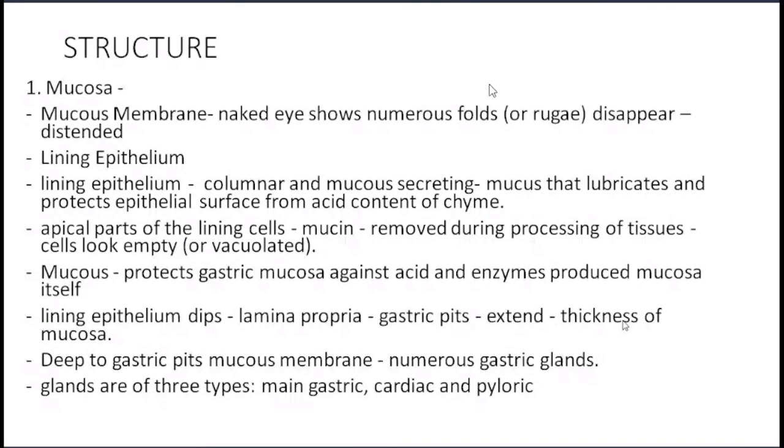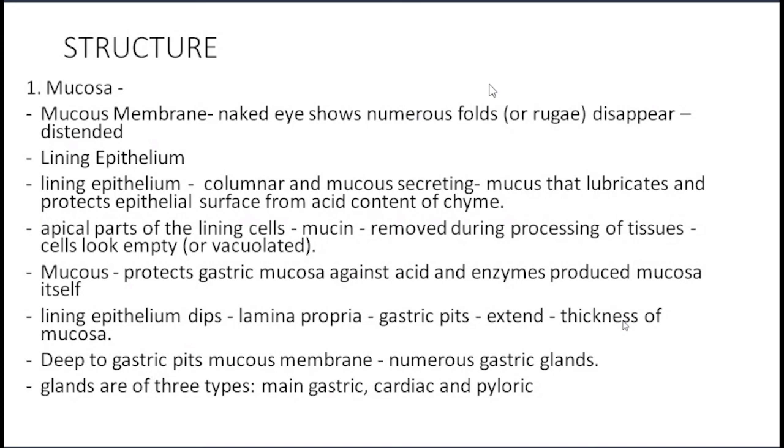Then this lining epithelium is invaginated into the lamina propria in the form of gastric pits, and the gastric pits occupy a part of the thickness of the mucosa. Deep to these gastric pits, the mucous membrane is associated with numerous glands, namely the gastric glands, cardiac glands, and pyloric glands. So now we will see the features of each part.